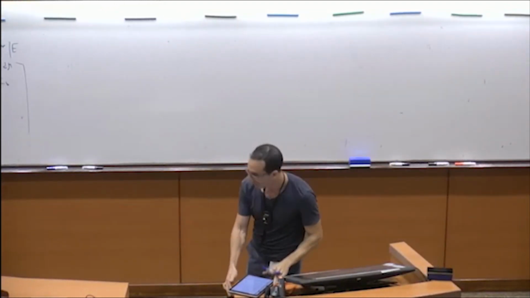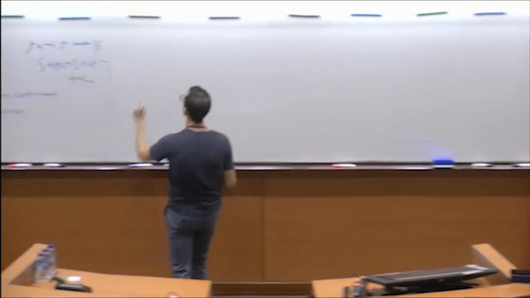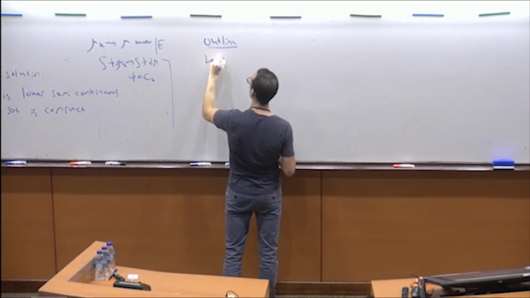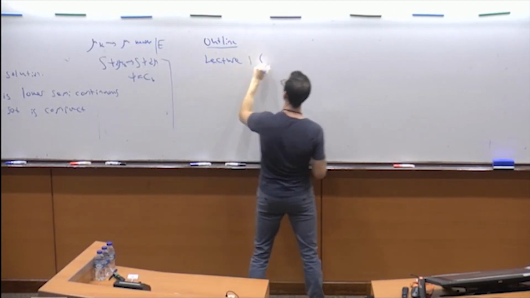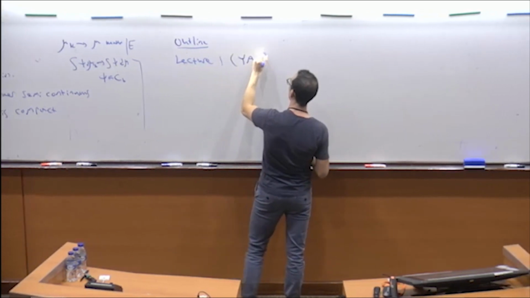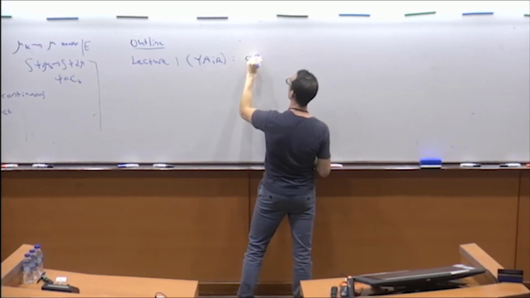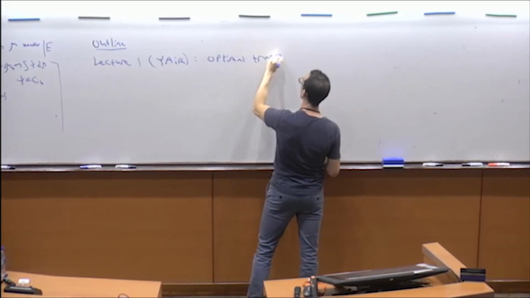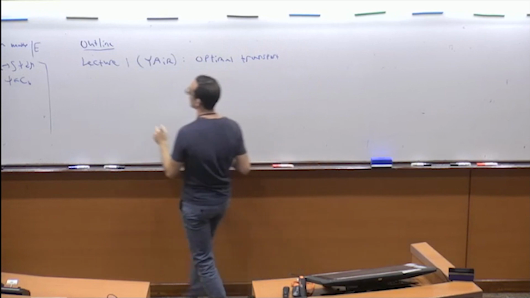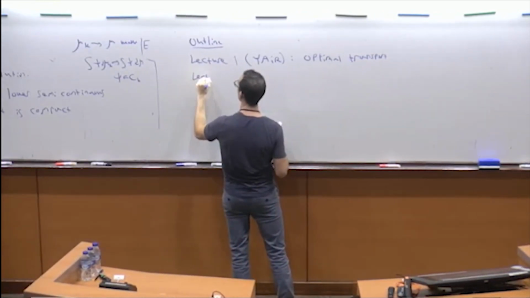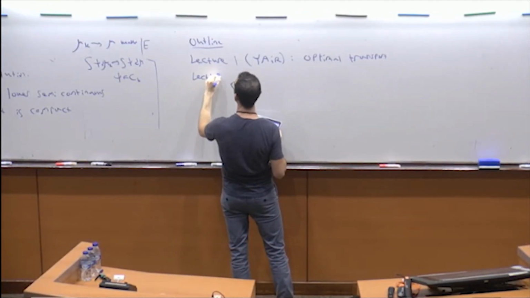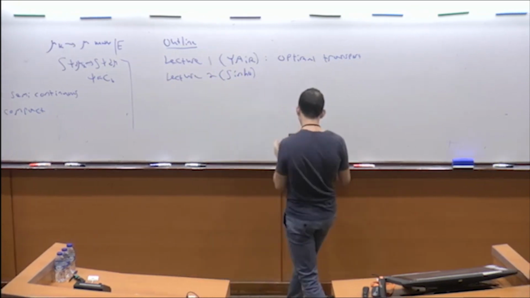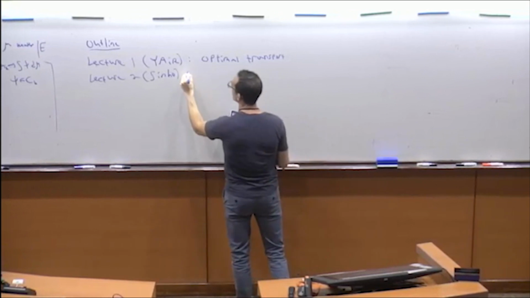So lecture 1 was what we just covered. So, outline. Lecture 1, that was me, Yair, and we did optimal transport, just the basics. Lecture 2 will be Sinho. And he'll do a couple of things.